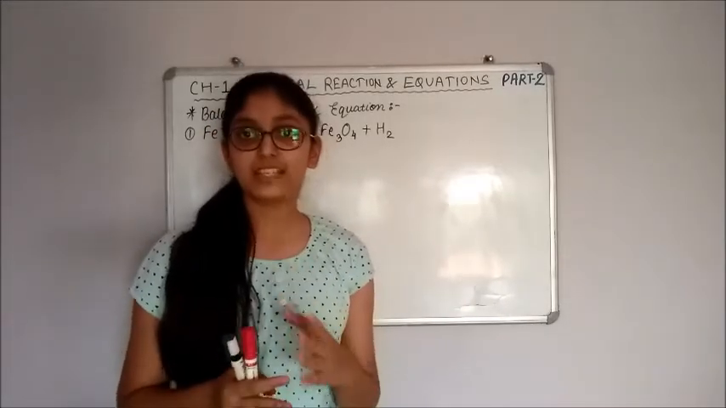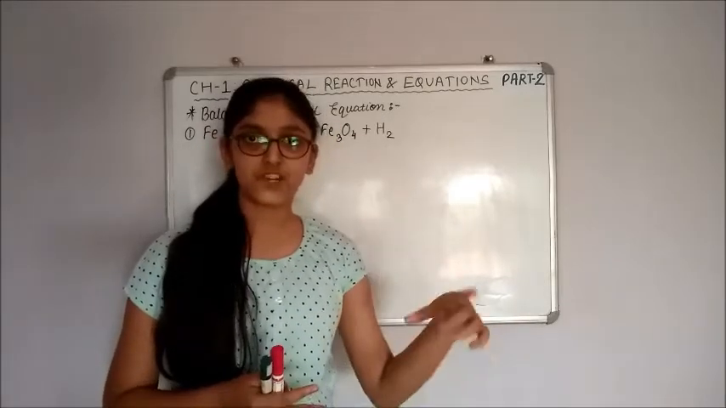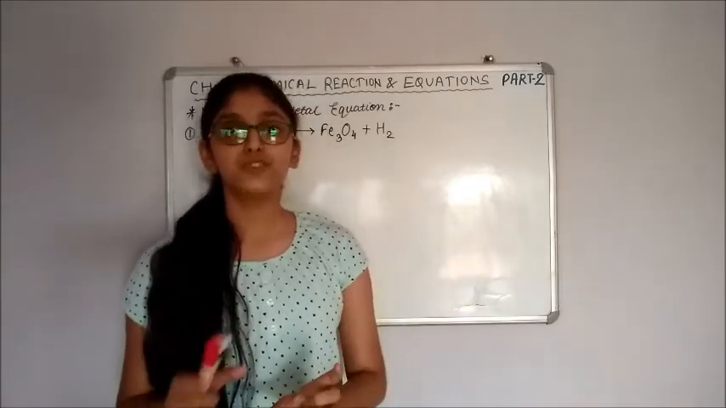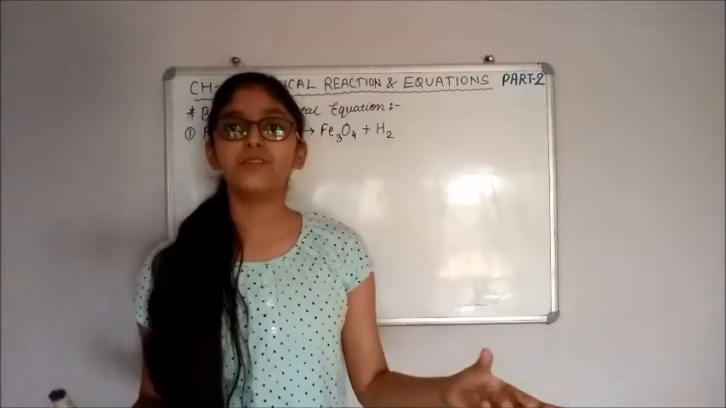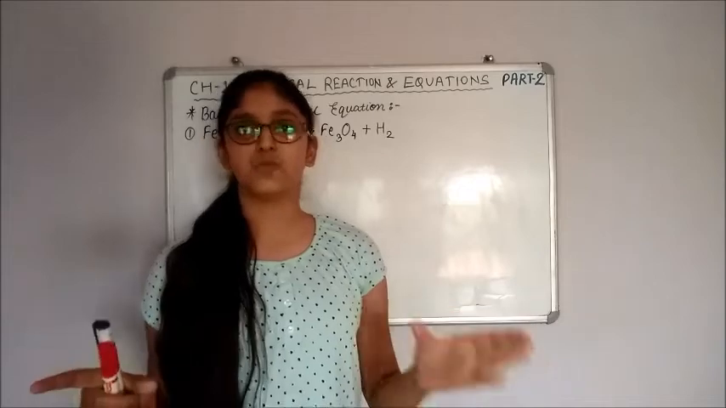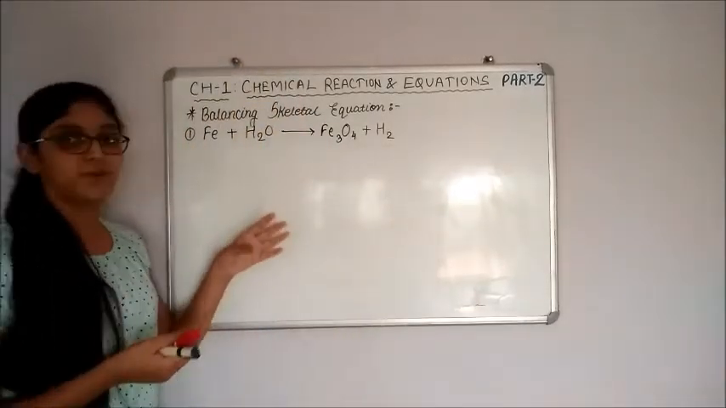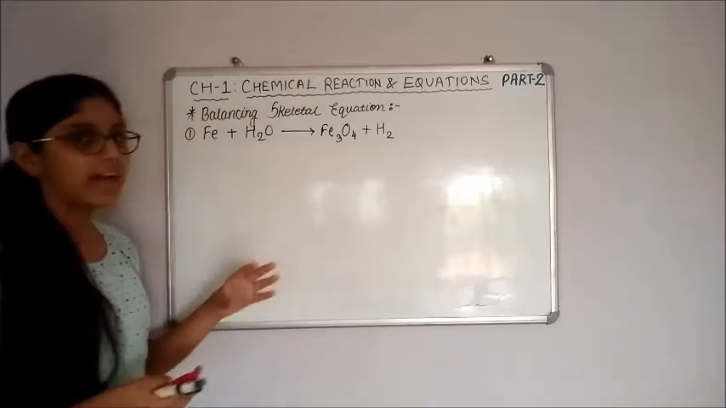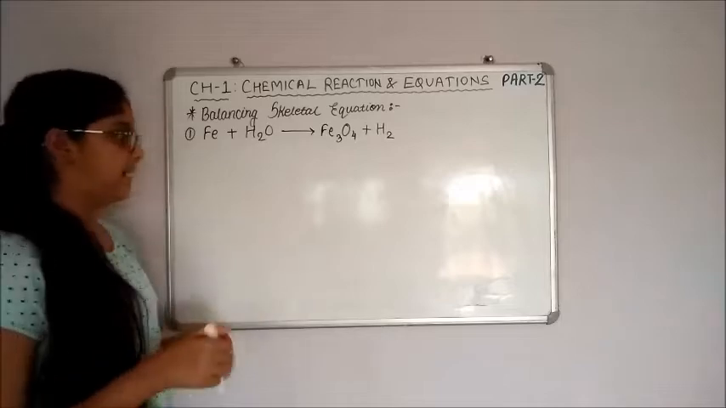A balanced equation is an equation in which the number of atoms of each element on the right hand side is equal to the number of atoms of each element on the left hand side. Means the number of atoms on both the sides have to be equal. They should be balanced. Now let us take an example which is provided in our NCERT to clarify how to balance an equation. So we'll perform it step by step.